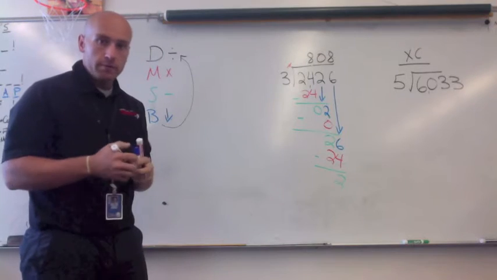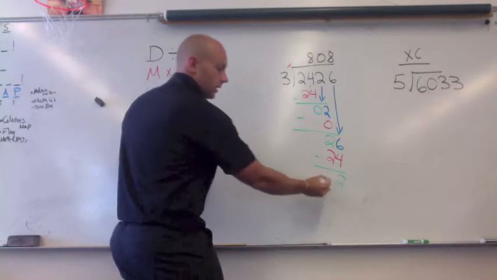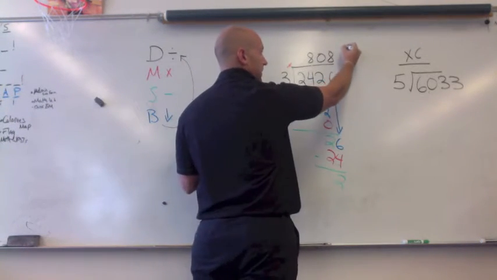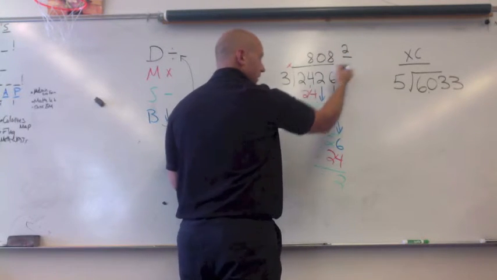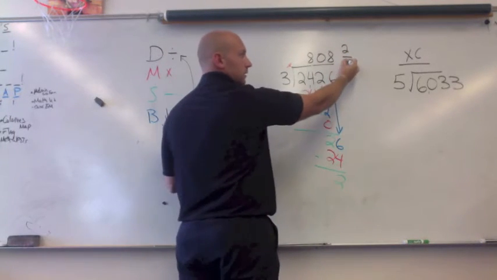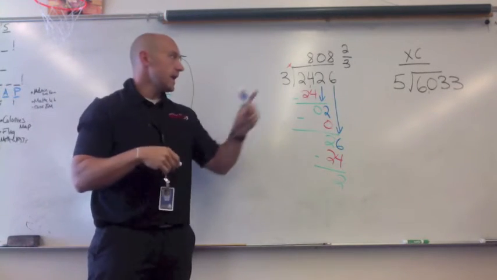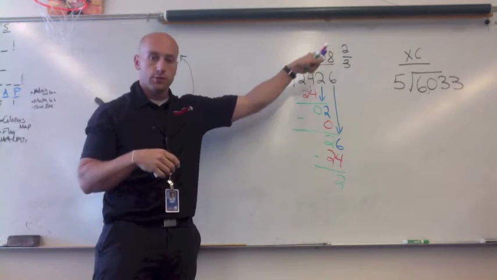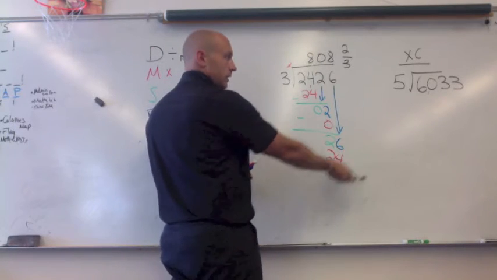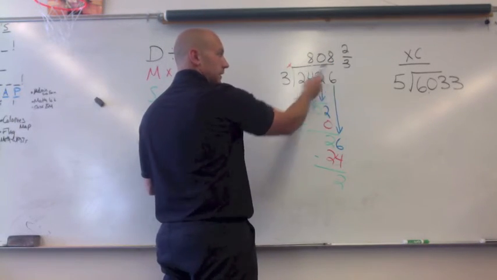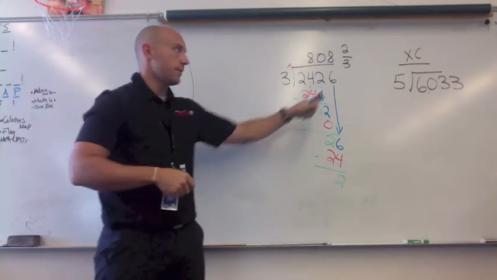And remember, our remainder we're going to write like this. The 2 is our numerator, and our 3 is our denominator. So your answer is 808 2/3. The 2 is your numerator, and the 3 comes from your divisor right here. That's your denominator right here.